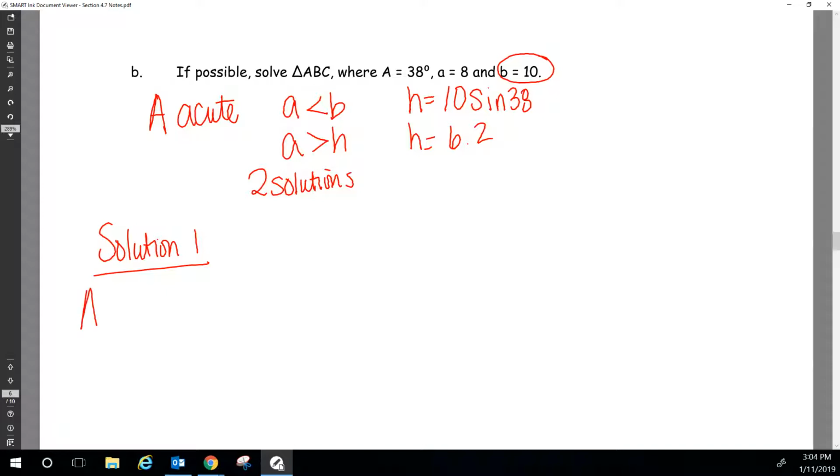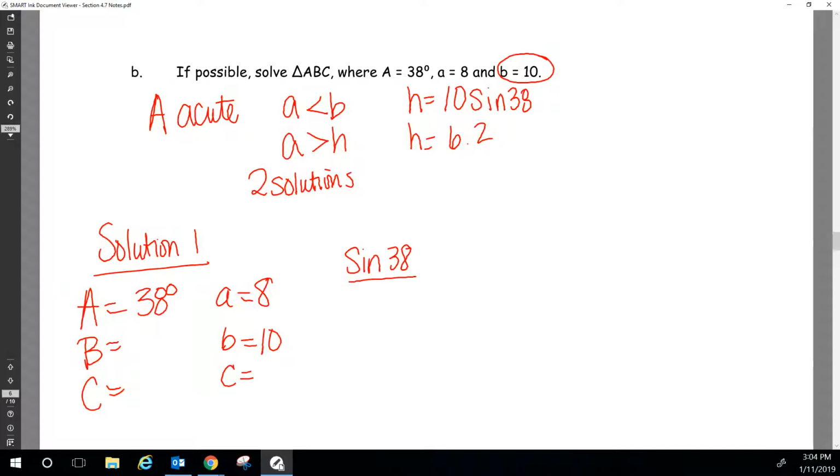We're going to set this up just like we did all our other problems. We're going to use law of sines to find the solution for this first one. So big A, they told us, was 38 degrees. Little a is 8. Little b is 10. So if I know this information, the next piece I can find is big B. So we use law of sines. Sine 38 divided by 8 is equal to sine big B, which we don't know, divided by 10.